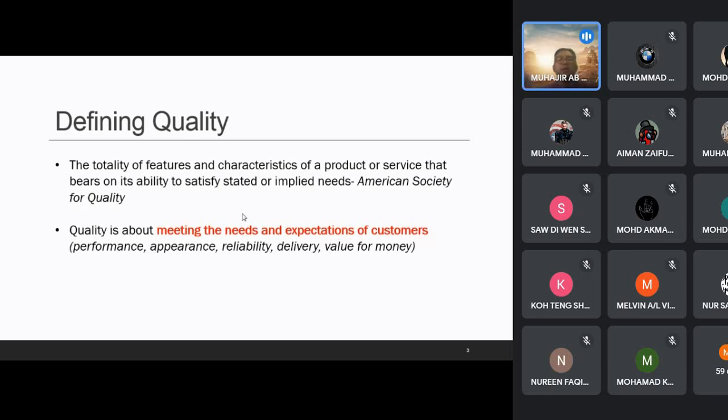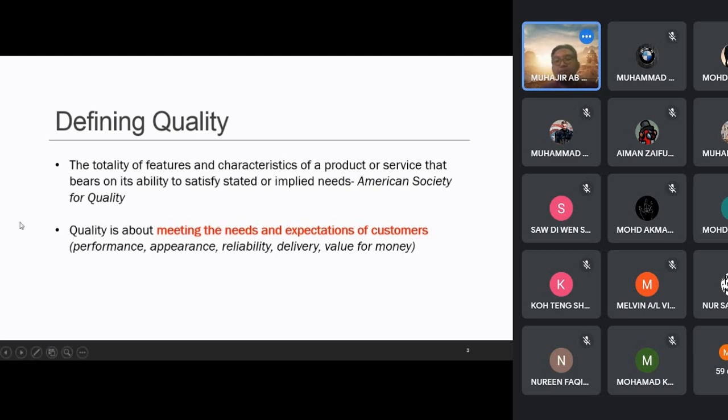So this is the thing that you need to see. If you make a business, for example, you must have some idea what the customer needs and expects from your product or service. Definitely the first one is the value for money. So you want to provide a product or service that the customer can afford to buy. But at the same time, it must be value for money.